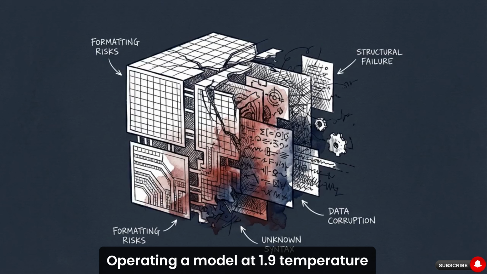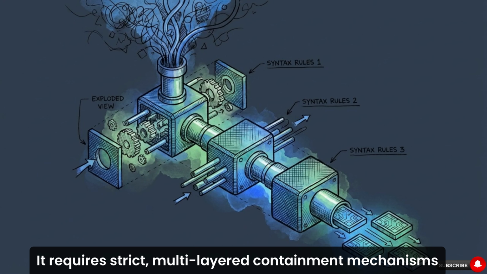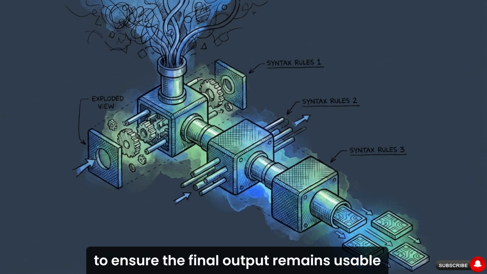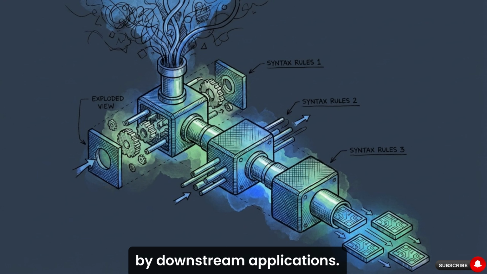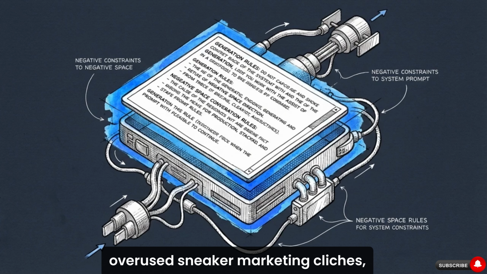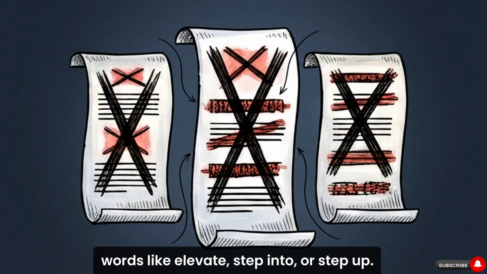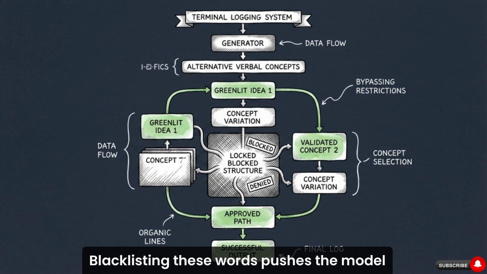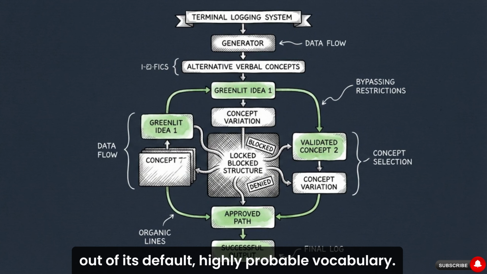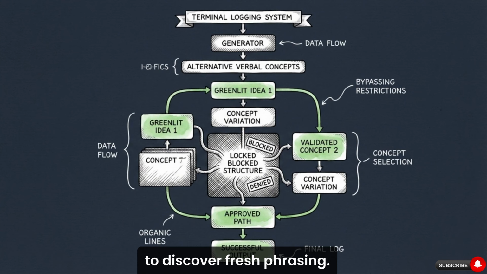Operating a model at 1.9 temperature introduces serious formatting risks. It requires strict, multi-layered containment mechanisms to ensure the final output remains usable by downstream applications. We start with the prompt instructions. We apply negative constraints to ban overused sneaker marketing clichés, explicitly instructing the model not to use words like elevate, step into, or step up. Blacklisting these words pushes the model out of its default, highly probable vocabulary. It must dig deeper into its latent space to discover fresh phrasing.